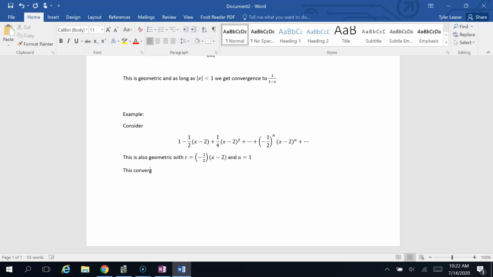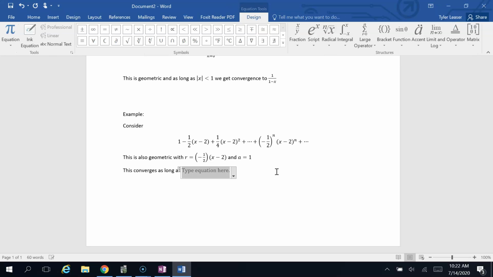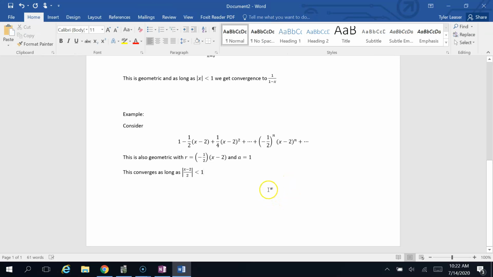This converges as long as that absolute value... So I'm going to go ahead and distribute that negative 1/2 into the parentheses here. So the absolute value of x minus 2 over 2 is less than 1. Okay, so that negative sign out in front, I just took that away inside the absolute value as well. So we can solve this. So I know it's probably been a while since you guys have done absolute value inequalities.